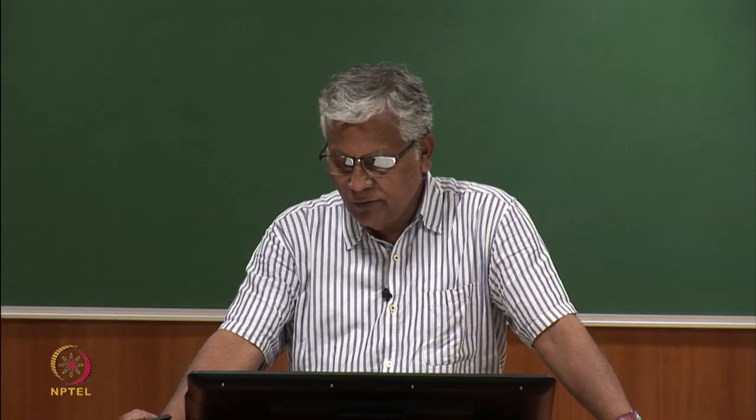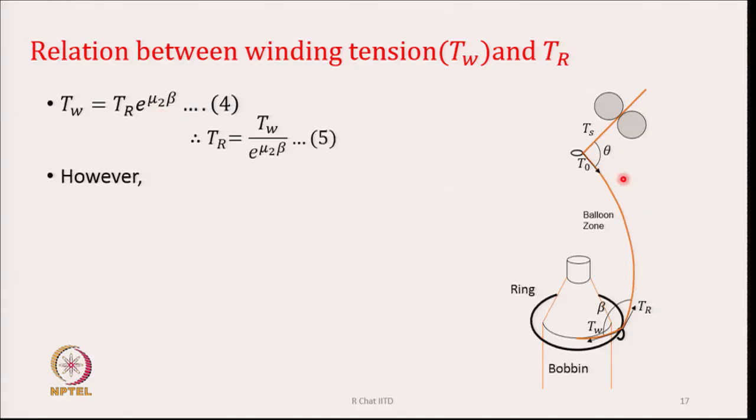So, Tw is more than Tr because I am pulling the yarn. No, the yarn is traveling towards the bobbin, and therefore T0 is always more than Ts, and Tw will be greater than Tr. So from here we can write Tw as Tr e to the power mu 2 beta, and the way we want to write it, Tw in terms of Tr or Tr in terms of Tw.